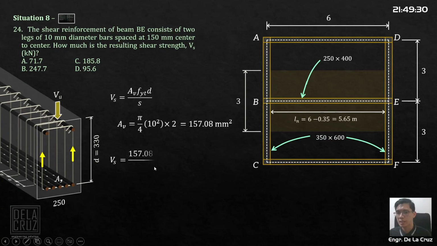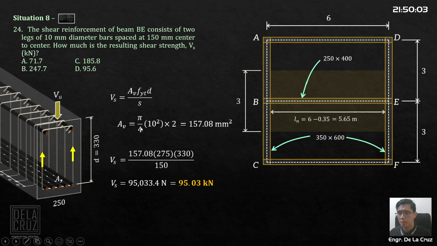Alright. So, VS equal to AV, FYT is 275. Effective depth is 330. The spacing is given 150 center to center. And ito yung makukuha natin exactly: 95,033.4 newtons or 95.03 kilonewtons. Sa choices niya, 95.6. So, wala namang ibang pwedeng gawin dito na magbibigay ng other values dyan, no?